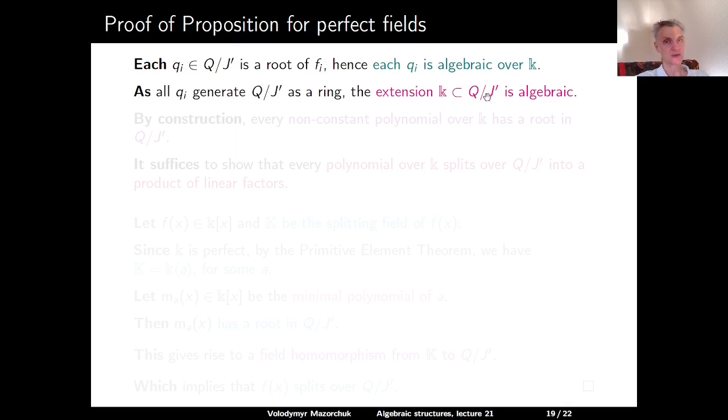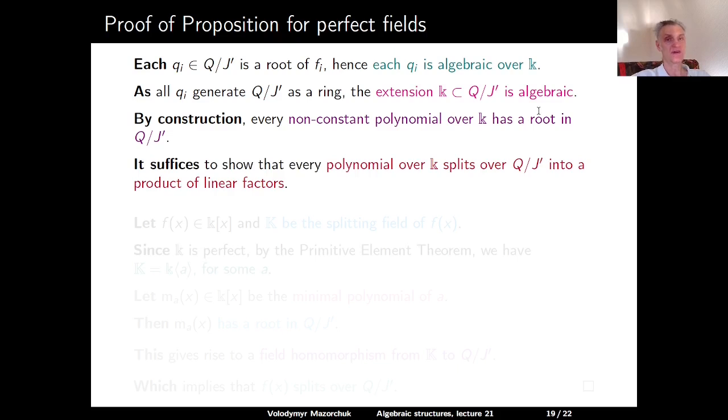So our extension from K to Q divided by J prime is an algebraic extension, and so we only need to check that Q divided by J prime is algebraically closed. By construction, every non-constant polynomial over K has a root in Q divided by J prime. That's really the construction. This polynomial is monic, so it is listed, and so it has a root, the corresponding Qi. So it suffices to show that every polynomial over K splits over Q divided by J prime into a product of linear factors. That's what we need to show.